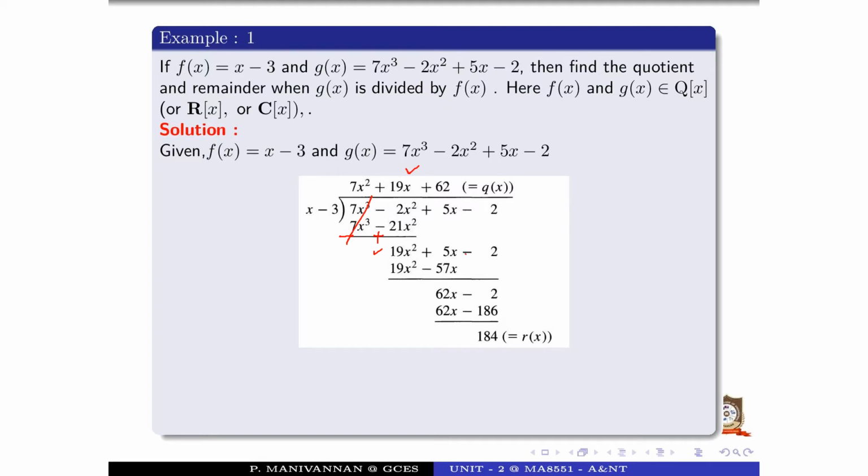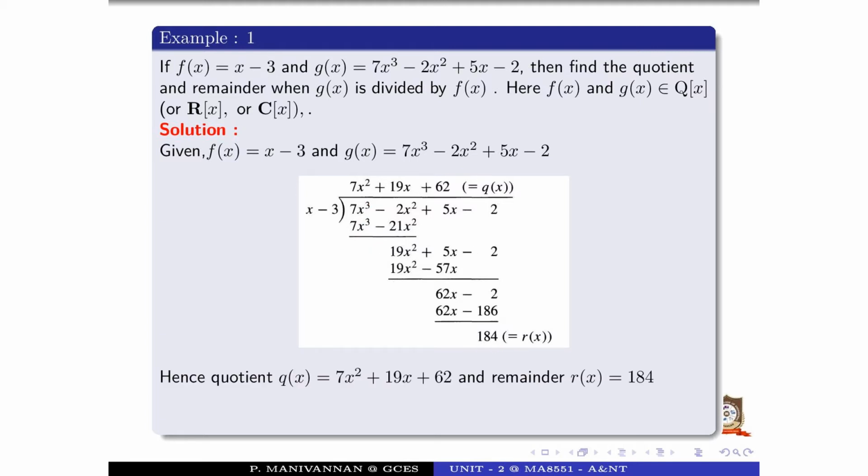19x square plus 5x. So 19x square minus 57x. Subtracting we get 62x. This minus 2 is put here. So we put 62 into x minus 3, we get 62x minus 186. Subtracting we get, here it is plus symbol, it is minus symbol. So 184.